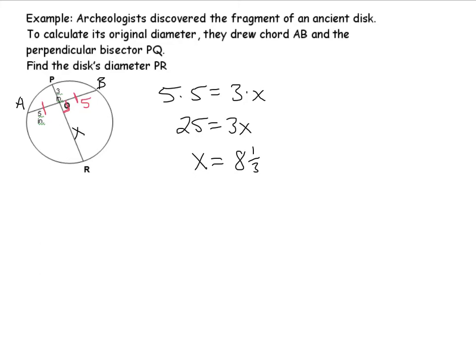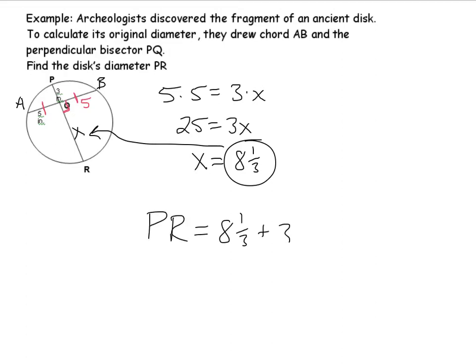So once I've got that, I know, since this chunk is 8 1/3, to find the measurement of PR, all you have to do is take 8 1/3 and add on the 3 inches to that to get a total of 11 1/3 inches. So my diameter, PR, is 11 1/3 inches.